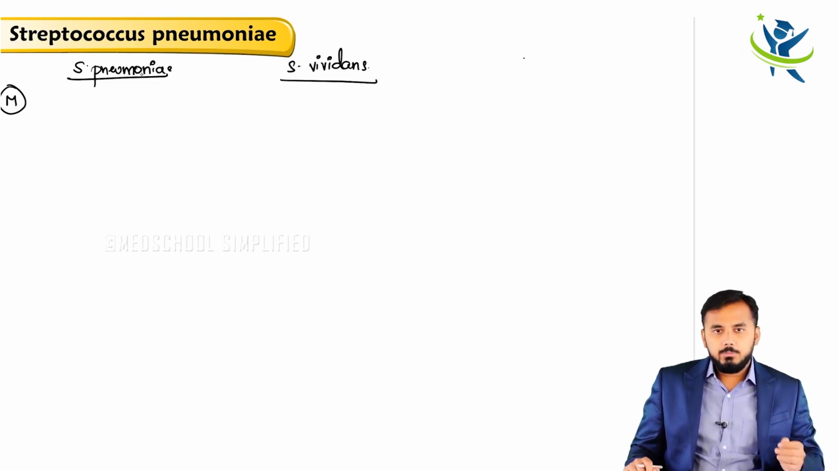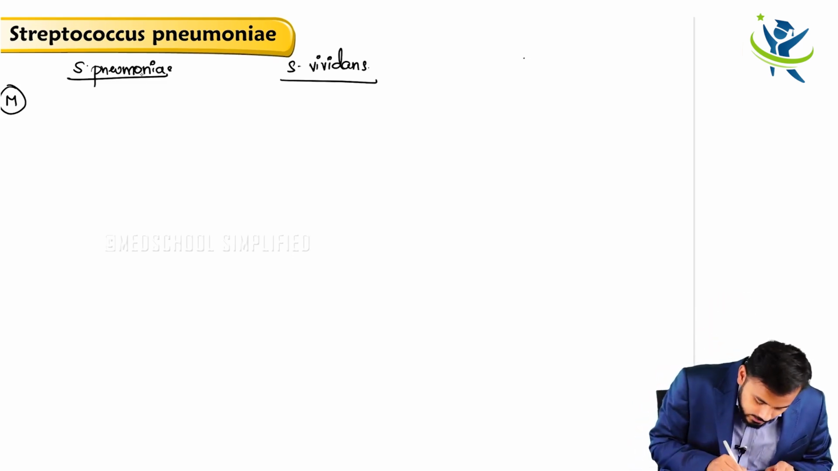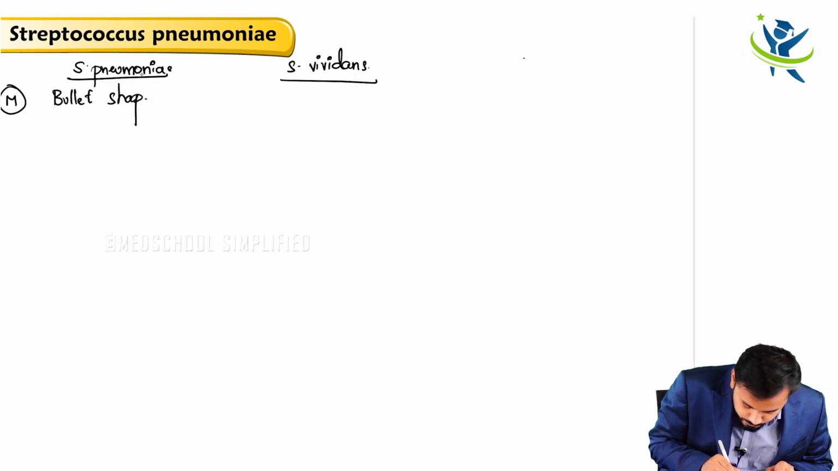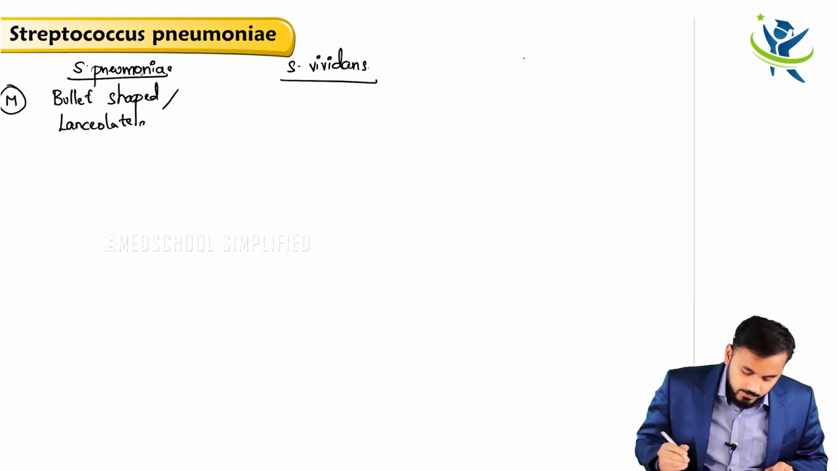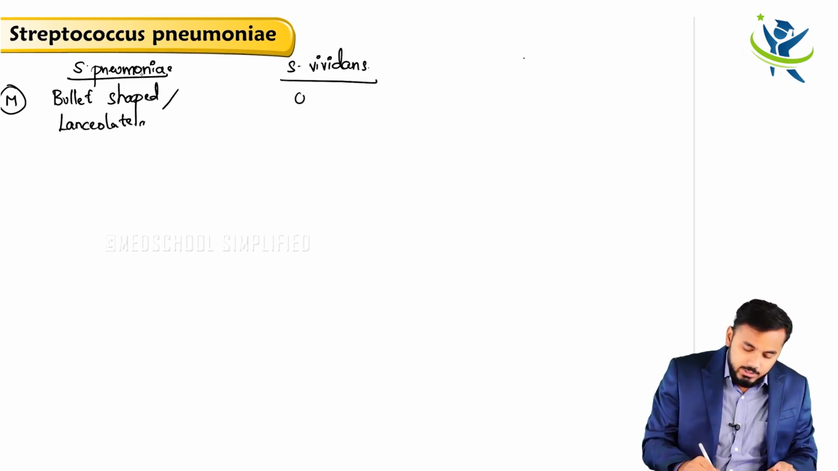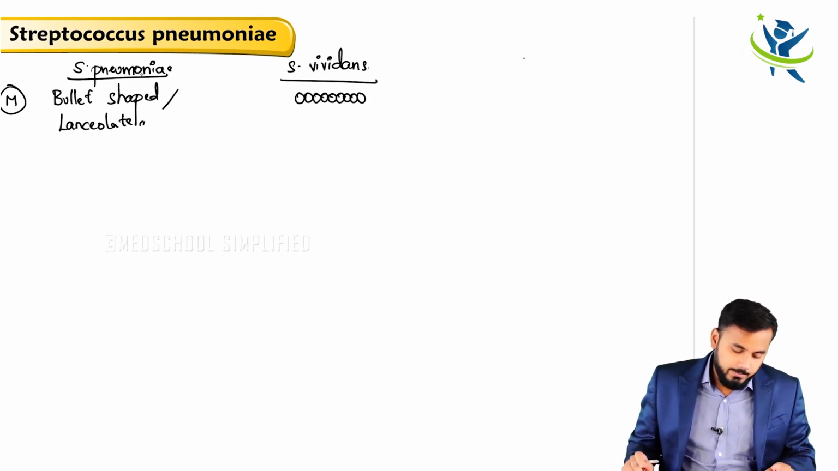But we have given a special name to Streptococcus pneumoniae, that it is bullet shaped or lanceolate shaped, whereas Streptococcus viridans is a chain of streptococci.